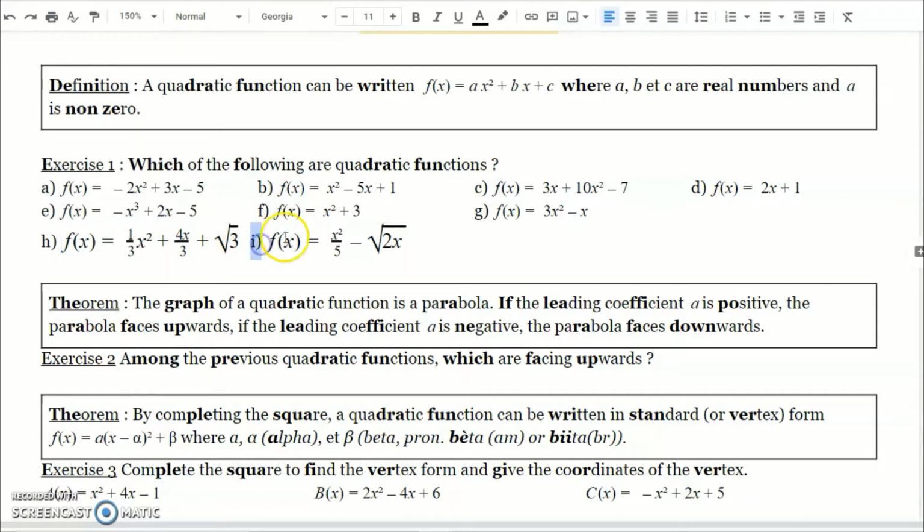I. f of x is equal to x squared over 5 minus square root of 2x. In this case, we have an x under the square root, so this is not allowed in a quadratic function.